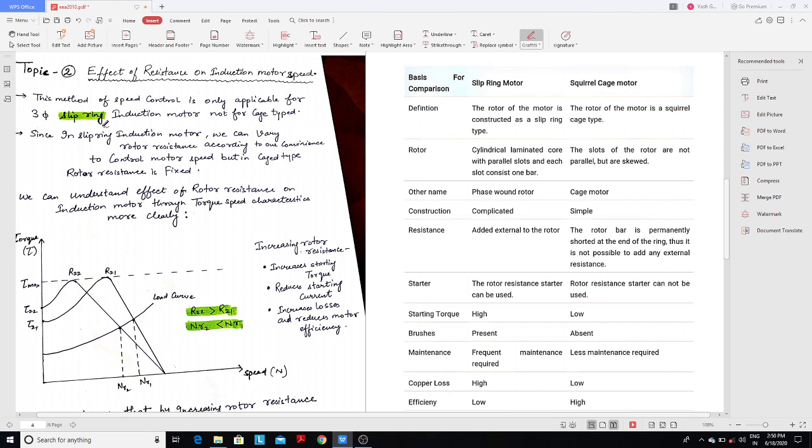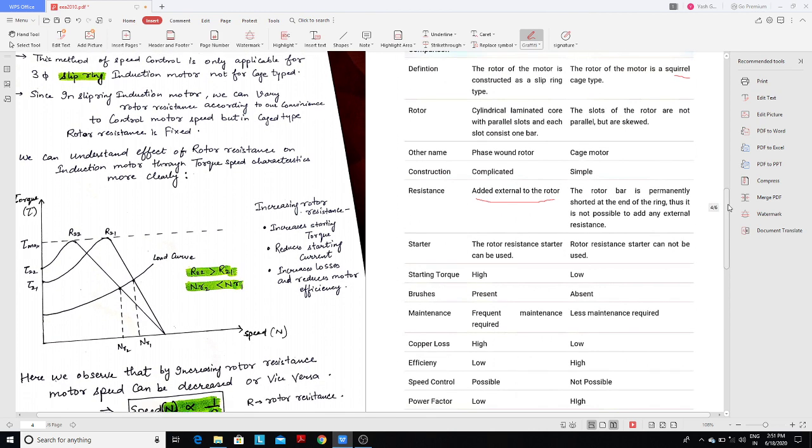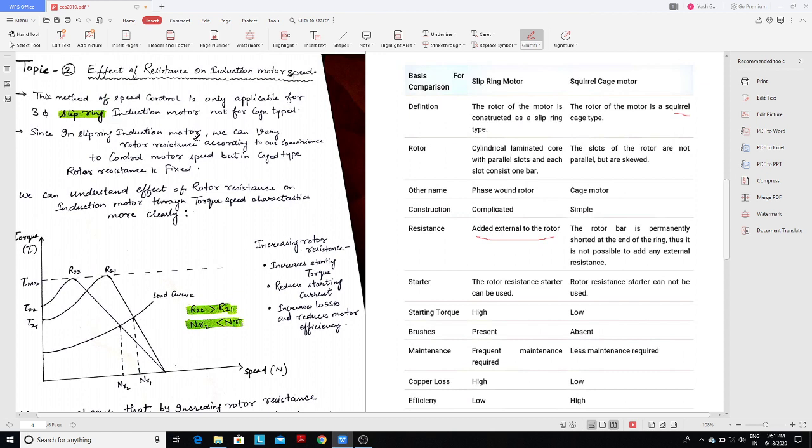Now let's discuss what is the difference between slip ring and cage type induction motor. For slip ring, the rotor of the motor is constructed as a slip ring type, and for squirrel cage, it is of squirrel cage type. For slip ring, the rotor is cylindrical laminated, whereas in a squirrel cage, the rotor bars are not parallel but are skewed. Construction is complicated in slip ring, while in cage type it is simple.